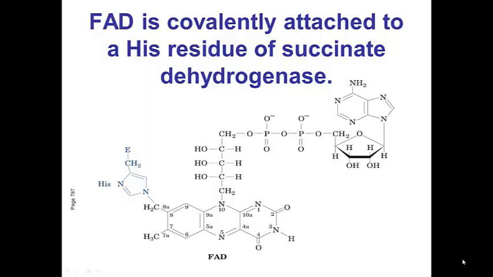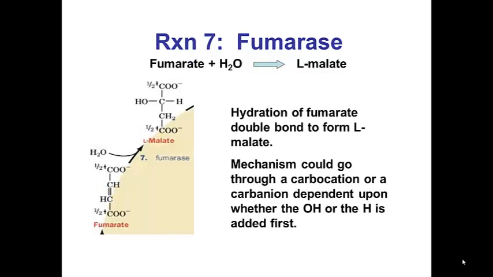We're not going to talk about the mechanism of reaction 6 in this video, because we're going to focus on that mechanism and how FADH2 is reoxidized by coenzyme Q in the electron transport chain in the next chapter. So this is all we'll say about the mechanism of enzyme 6. Now let's move on to reaction 7.